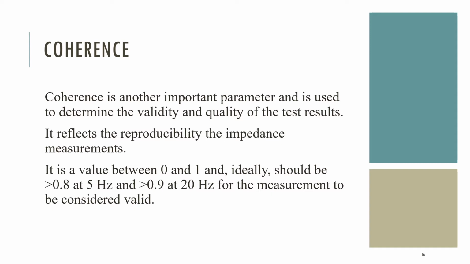When you think of the word coherence, think about this as a way of determining the validity and quality of test results. Normally, you want a value between 0 and 1, and ideally, it should be greater than 0.8 at 5 hertz and 0.9 at 20 hertz. So this is a way of doing quality control testing on your patients. So it's called coherence.